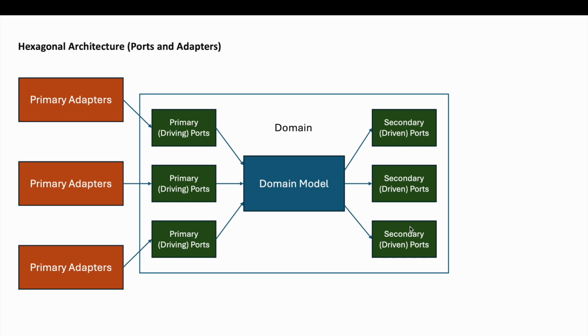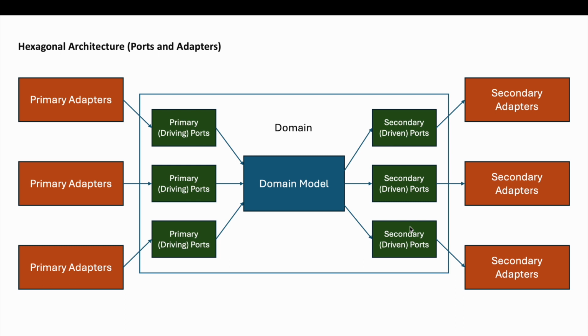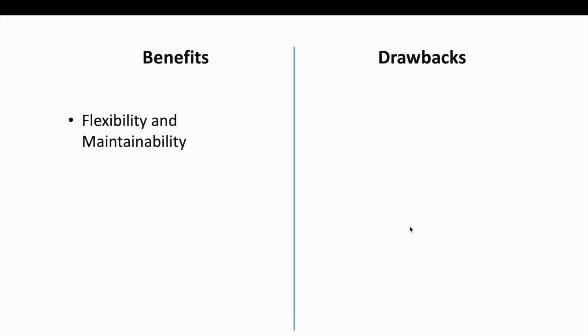And then we have the secondary adapters, which handle output from the application to the external systems, example database repositories. This is the entire architecture for a hexagonal architecture or ports and adapters architecture. Now, what are the benefits? Benefits include flexibility and maintainability. By decoupling the core logic from external components, the application becomes easier to maintain and evolve.